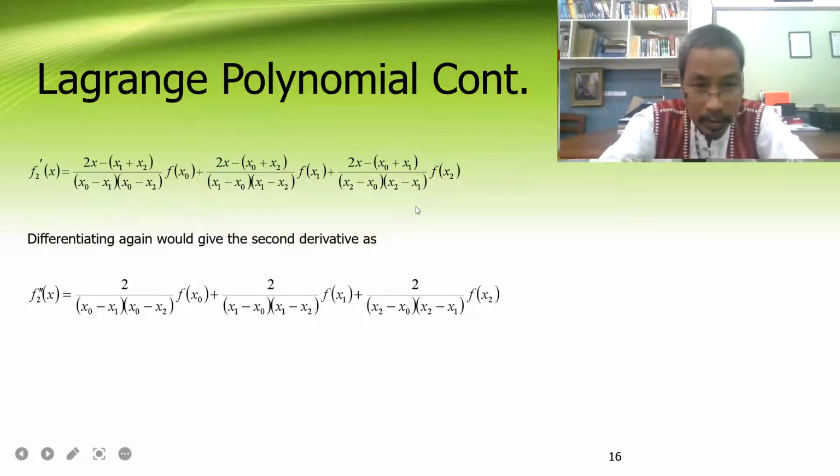What are those, sir? What are those numbers that you are talking about? f of x0, this is a constant value. x1 plus x2, that is constant. All of these are constant except x. Even the coefficient of x, which is 2, is constant.